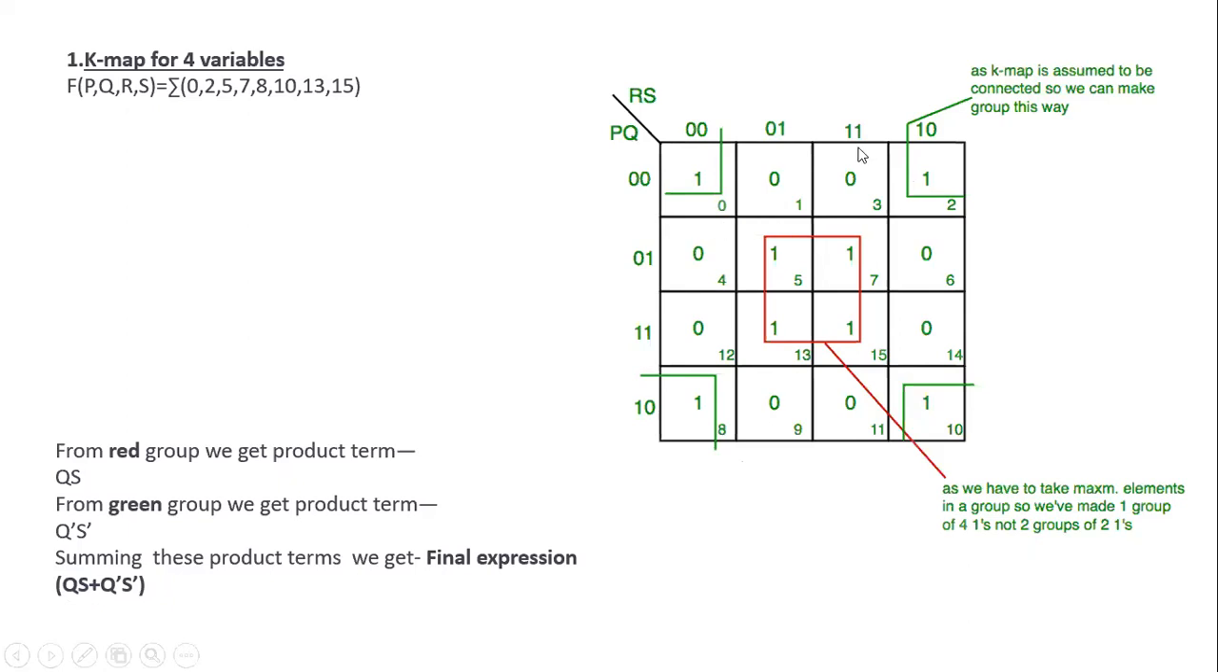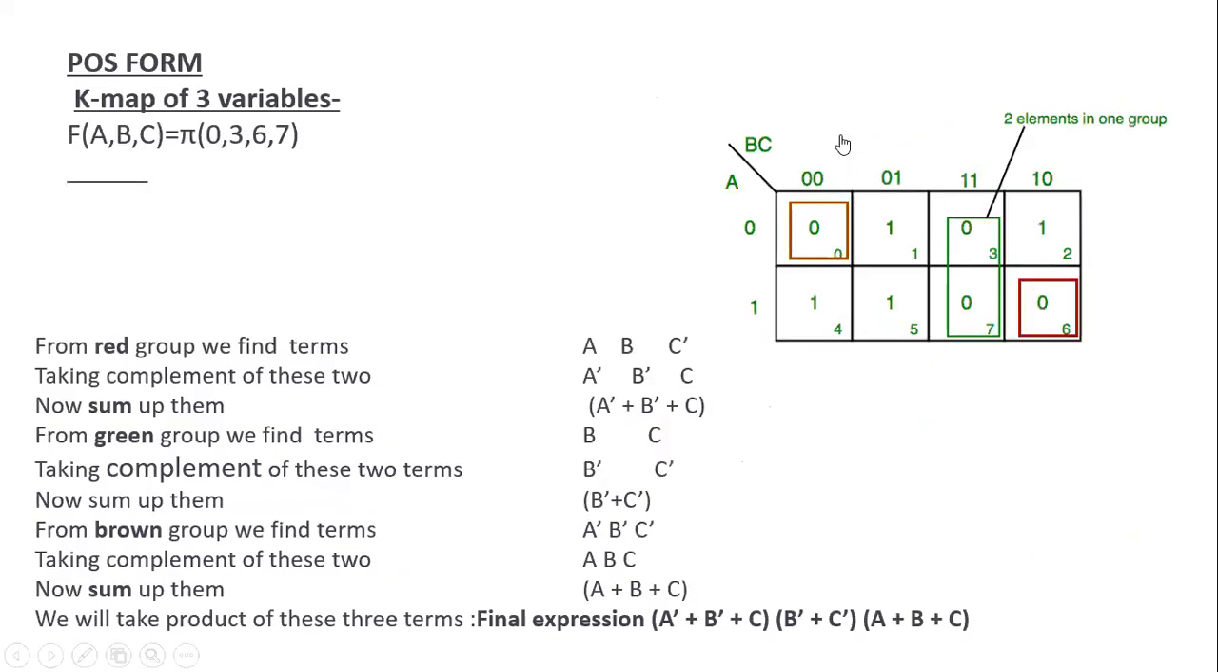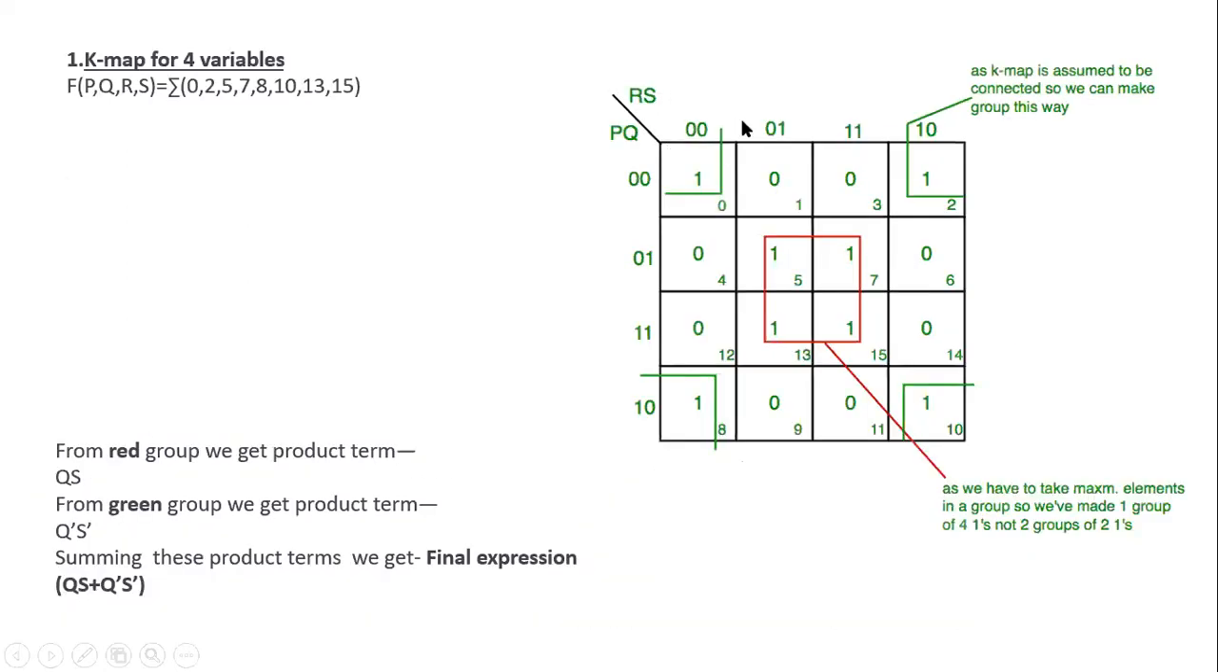That was about the term you have seen for PQ. Let's see the RS part. R is getting cancelled because here it is R bar and R. Fine. And then you have S. S is the same, so you have written QS. Since it's SOP, after writing in product form, you follow it with a summation form.